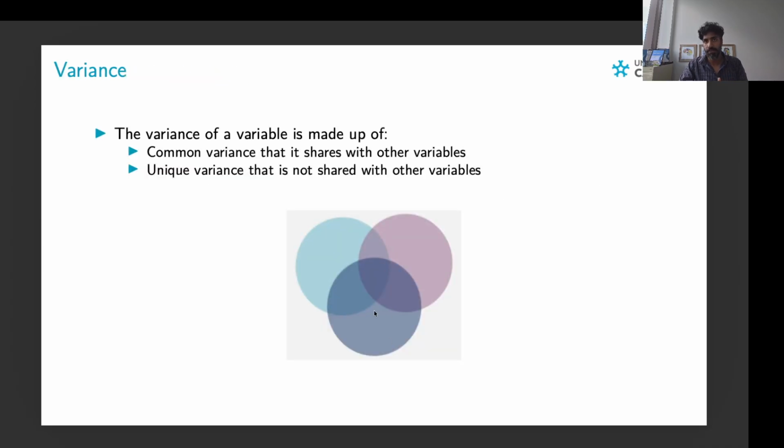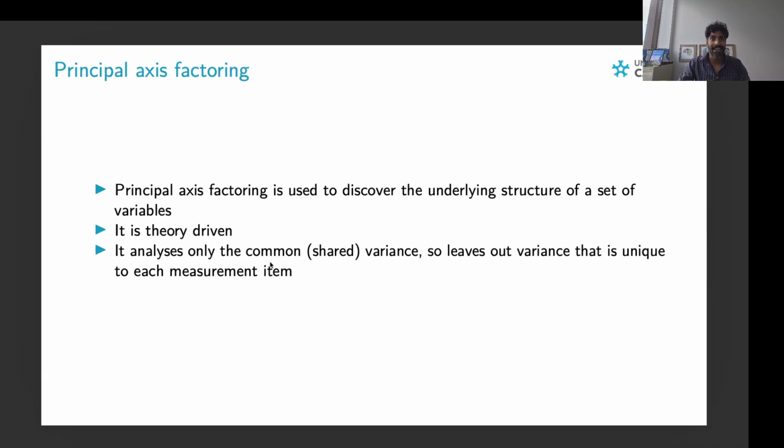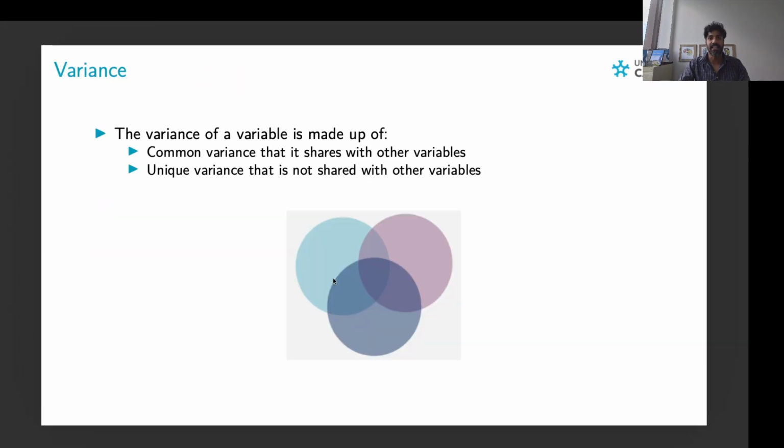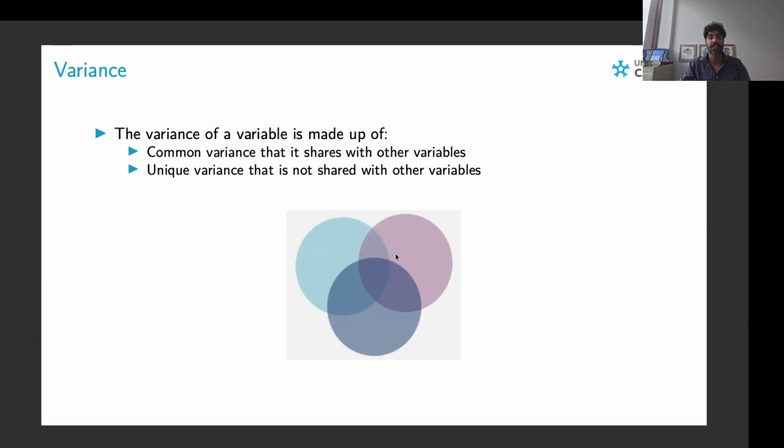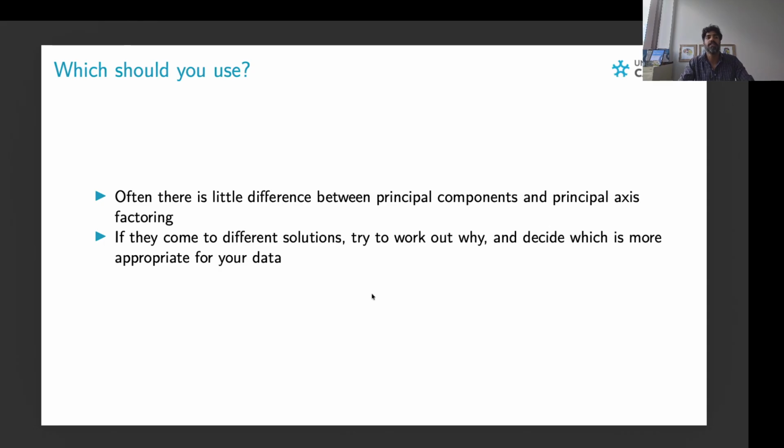So why was that important? Because principal axis factoring only analyzes that shared variance, this shared variance that's here. But principal components analyzes the unique variance and the common variance. So when do you know which one to use? Well, practically, there's often little difference between principal components and principal axis factoring. If they come to different solutions, try and work out why and decide which is more appropriate for your data.